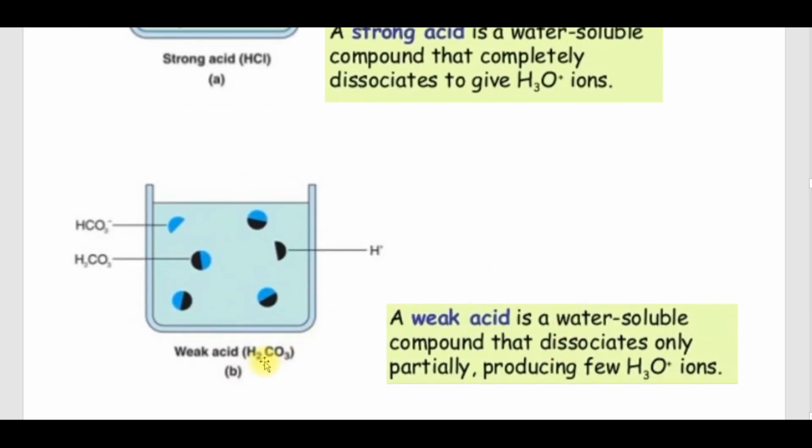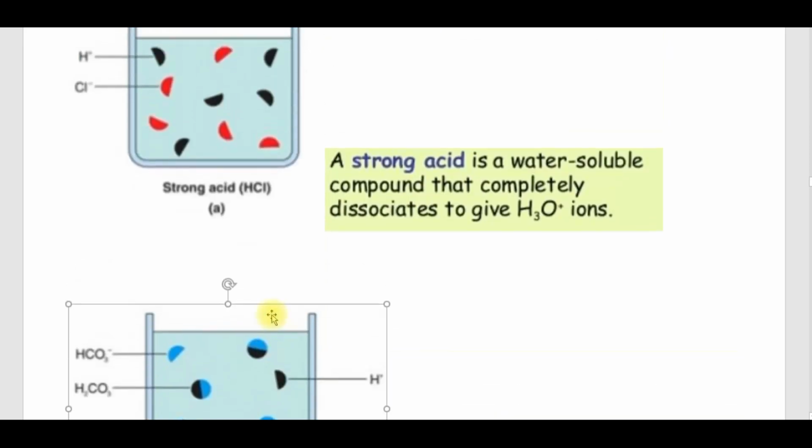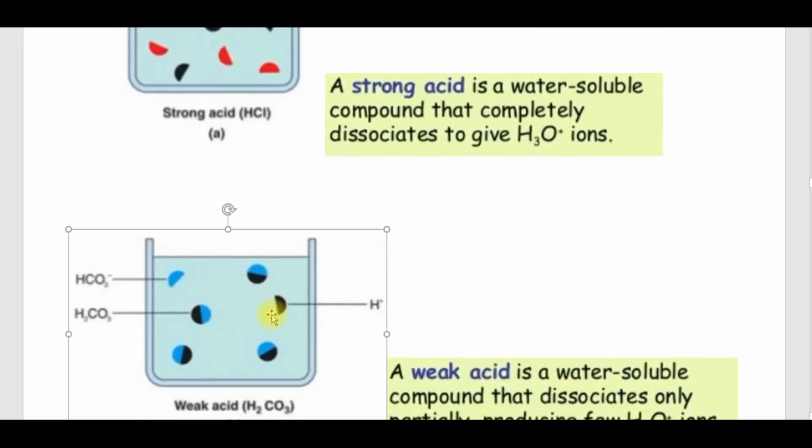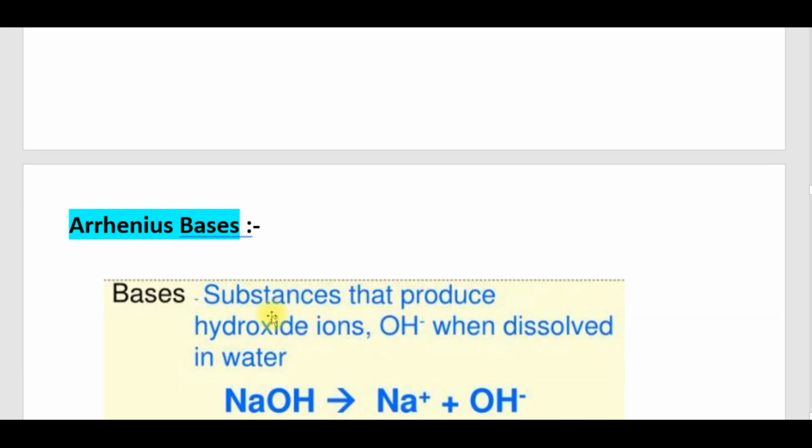H2CO3. A weak acid is also a water soluble substance that dissociates only partially. Therefore, all the H2CO3 is not ionized. Only a little bit of the H2CO3 is ionized, producing a few H3O plus. Here the HCO3 minus is shown, so this is ionized, and all the others remain the same acid, H2CO3. The next is Arrhenius bases.